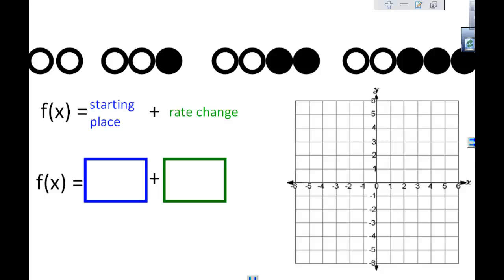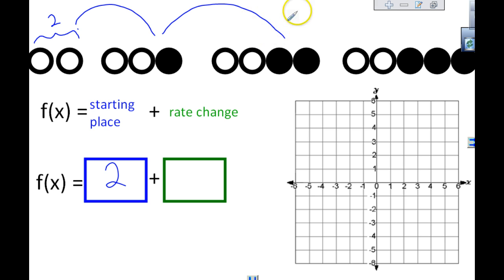What's the starting point here? How much are we beginning with? How many are right here? There's 2. So we're starting with 2. How much are we adding each time? 1. From here to here we add 1. From here to here, add 1 more. Add 1 more. So we're adding 1x, adding 1 more each time.